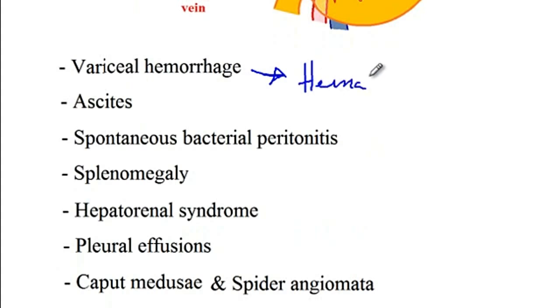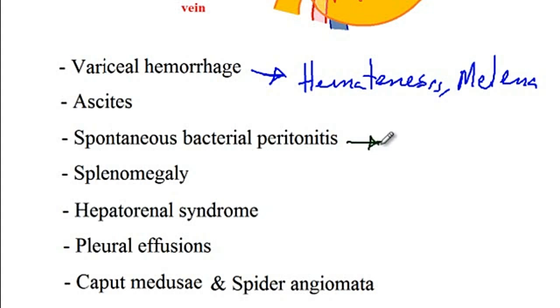with hematemesis as well as melena. Patients can also present with ascites, where there is accumulation of fluid within the peritoneal cavity, and then as a complication of ascites, they can develop spontaneous bacterial peritonitis, where there is fever and extreme abdominal tenderness, and this condition can be treated with cefotaxime.